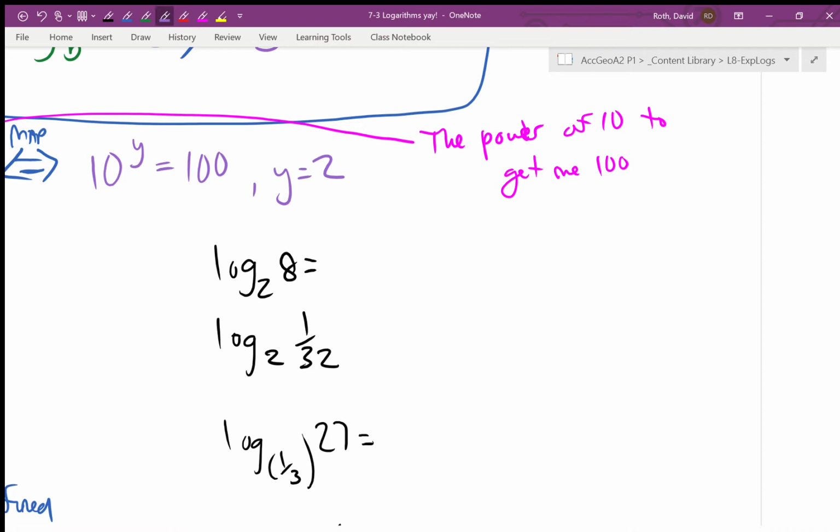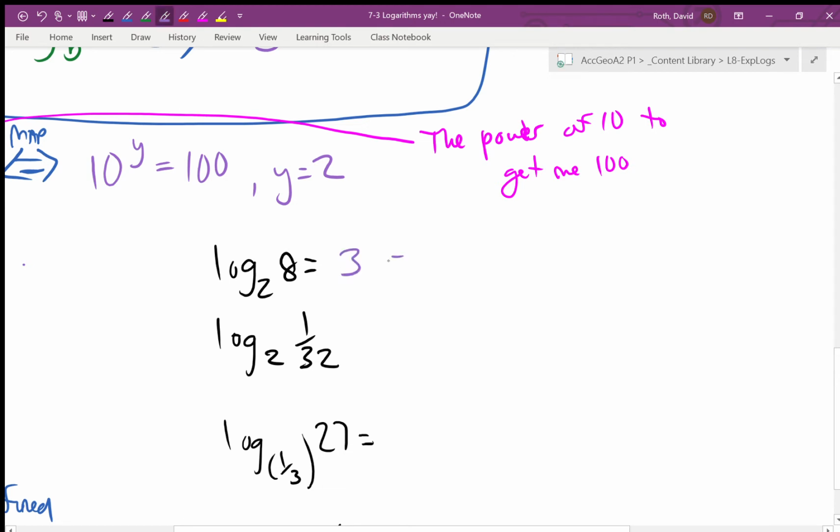What color should I work on? I'll work in purple. Instead of the power of 10 to get me to 100 like it was up here, the power of 2 to get me to 8, well, that'd be 3. Okay, that one's not bad.